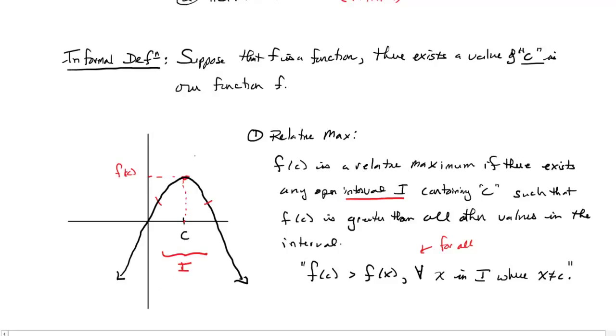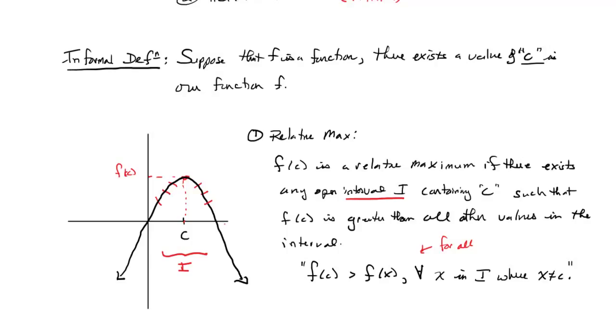And f of c is greater than all other values in I. So notice here, here's a functional value at x, here's a functional value of x. These are all functional values, but f of c is the largest one. And that's how they formally write a definition of a relative max.